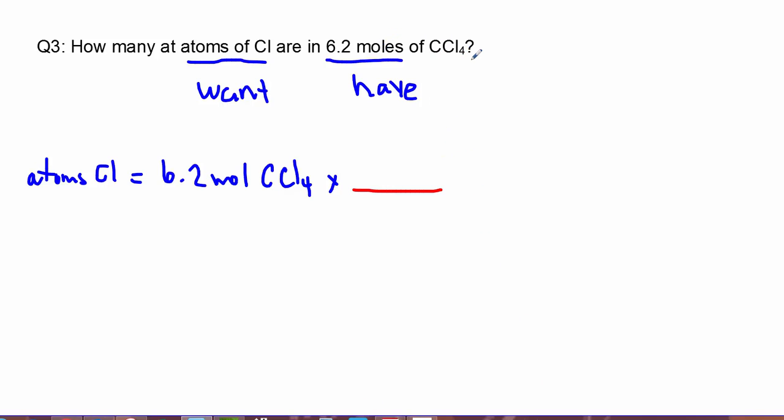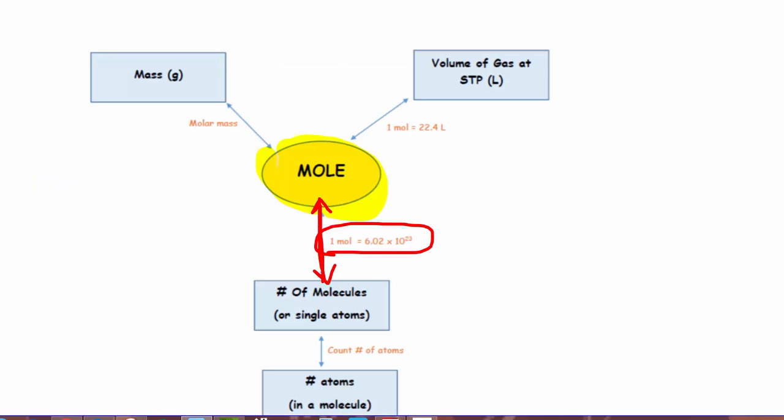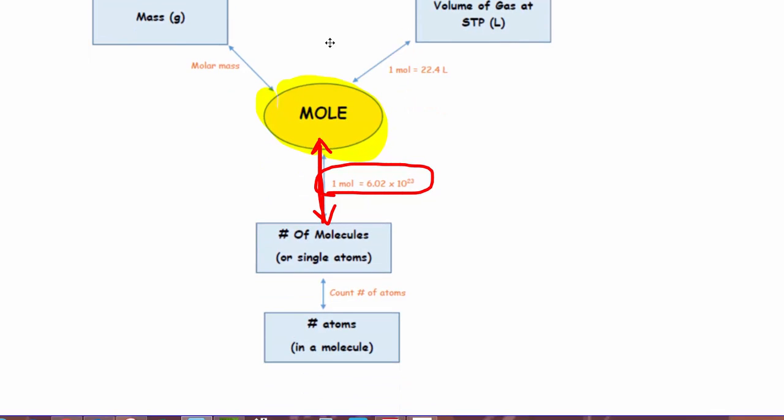So if we look at a chart here, our first step is going to be to go from moles to molecules. So that will be step number 1, and we'll use the conversion factor of Avogadro's number. And then in the second step, because we're looking specifically for the number of chlorine atoms, we're going to have to count the number of chlorine atoms in a molecule of CCl4, and that will be our second conversion factor. So we're going to have, in our plan here, 2 conversion factors.